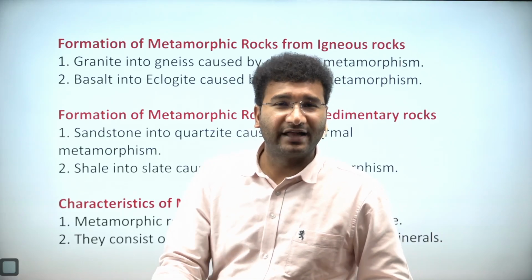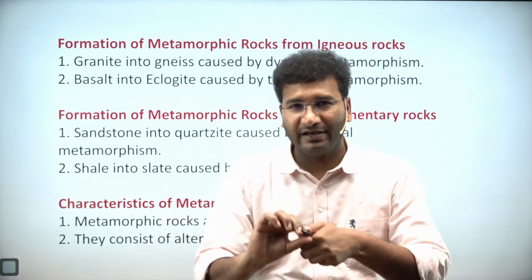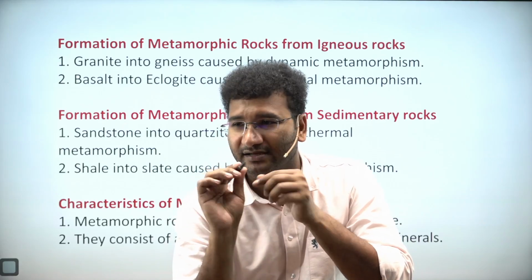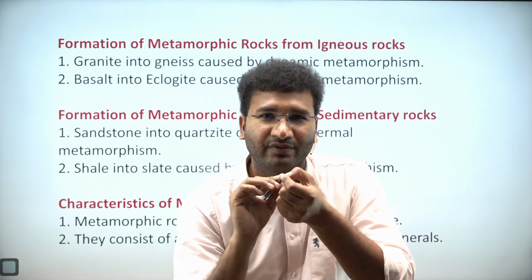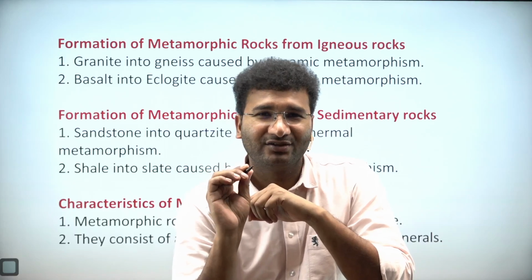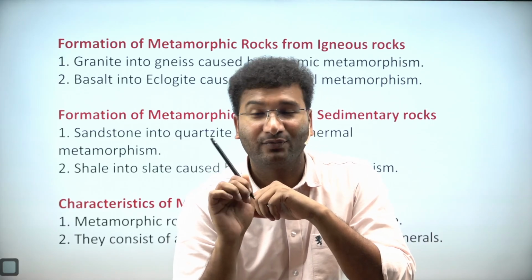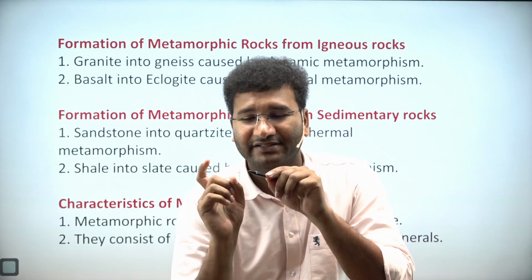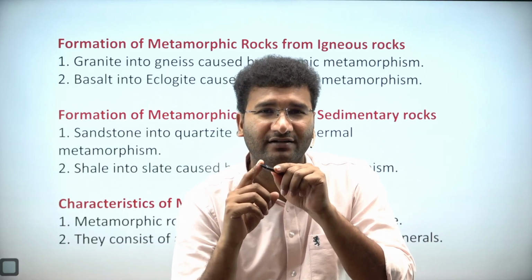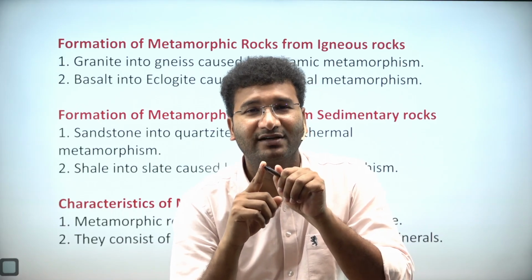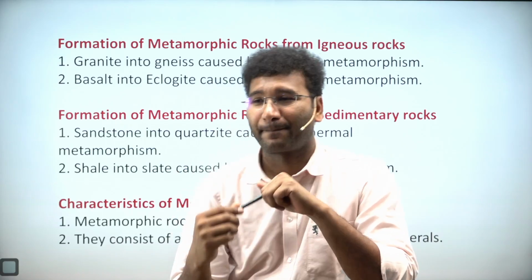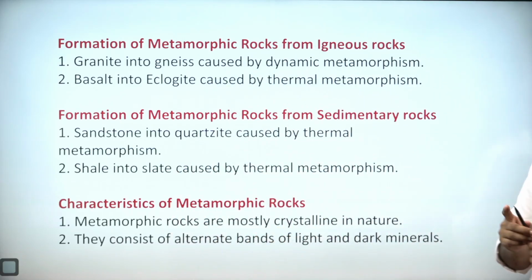Maybe the diamond, see, the nib of a black pencil is considered to be graphite. You give extreme pressure and temperature to it, which rock will it get converted into? If you give extreme pressure and temperature, this graphite will convert into a diamond. Do you know that? One of the finest examples of metamorphic rocks.